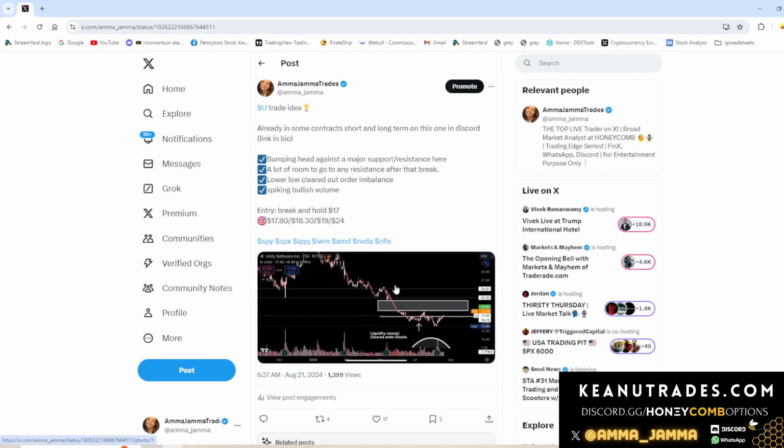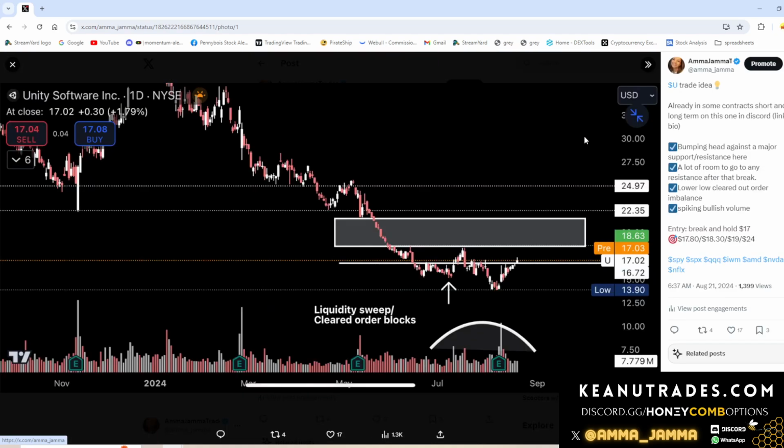So we've got it bumping its head against major support resistance. We could see it there. A lot of room to grow, it can go anywhere after that break. Lower low cleared out, order imbalance right here, spiking bullish volume. Boom. Look at this massive liquidity zone from like 17 up to 18.50.